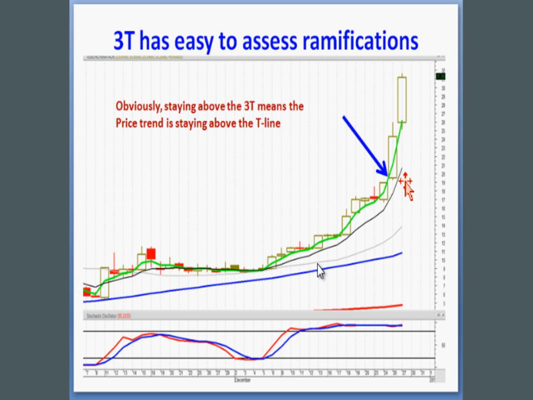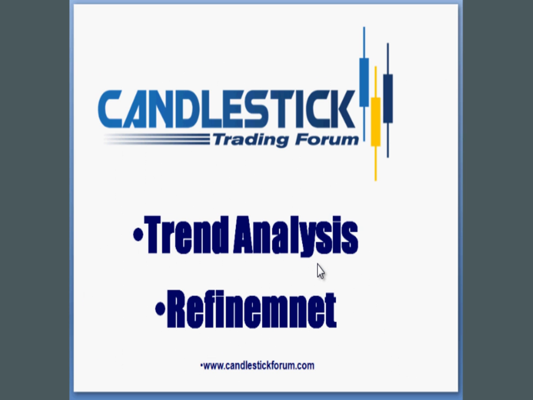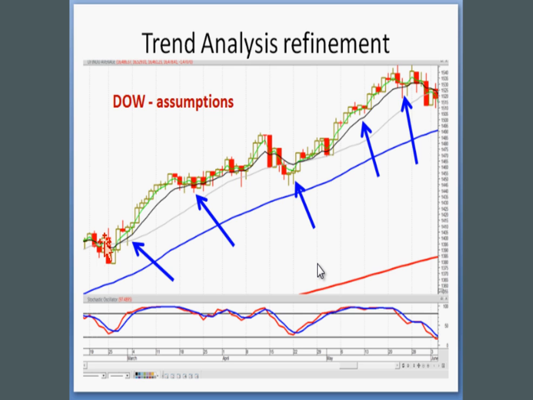And the further away you move from the T line, the higher the probability it's going to come back and test it. That's where the 3T line comes in; we go into trainings on that. So it also helps our trend analysis. If I'm in a steady uptrend, I want to see it close below the T line. Now, if it just closes below the T line, the next day has to open positive.